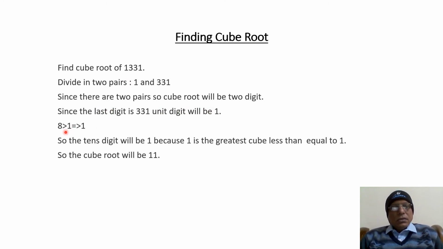Then 1 lies between 2 cube and 1 cube. This is the first group. So the tens digit will be 1 because 1 is the greatest cube less than or equal to 1. So the cube root will be 11.